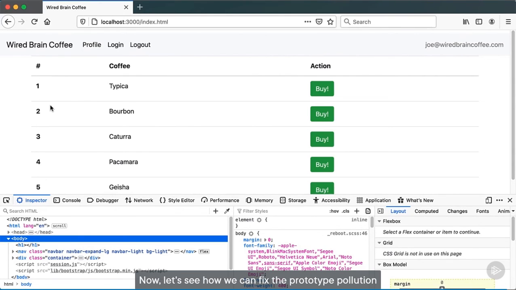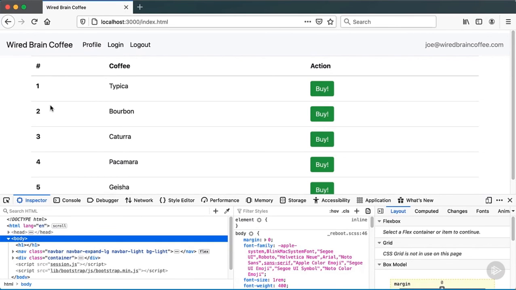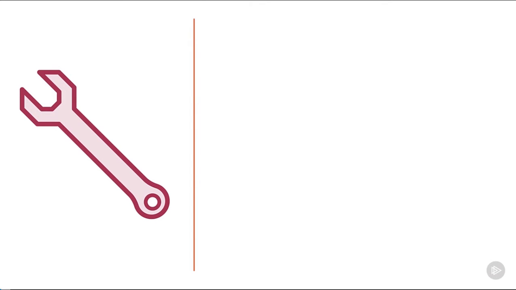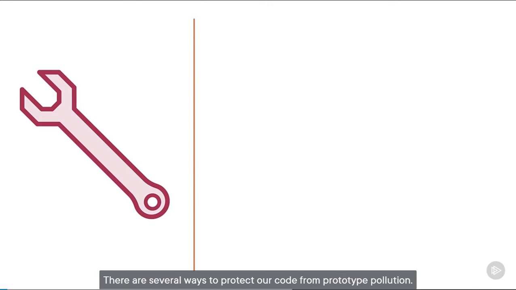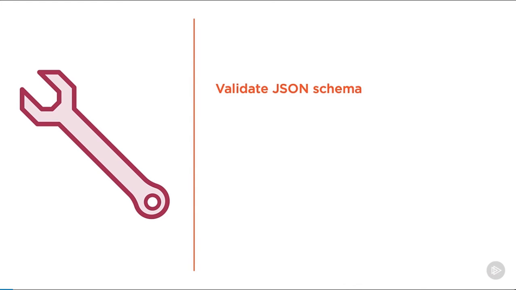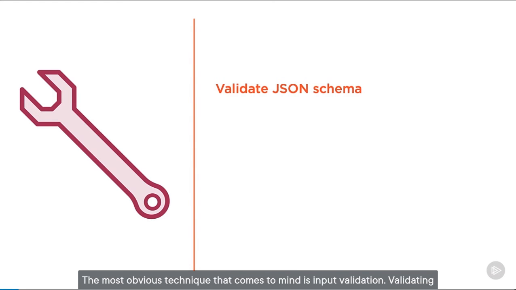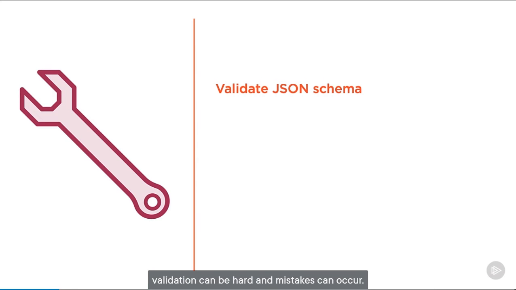Now, let's see how we can fix the prototype pollution vulnerability in our application. There are several ways to protect our code from prototype pollution. The most obvious technique that comes to mind is input validation. Validating that untrusted JSON documents do not contain unexpected properties, such as __proto__, should come a long way to protect us from this class of attacks. Input validation can be hard and mistakes can occur.